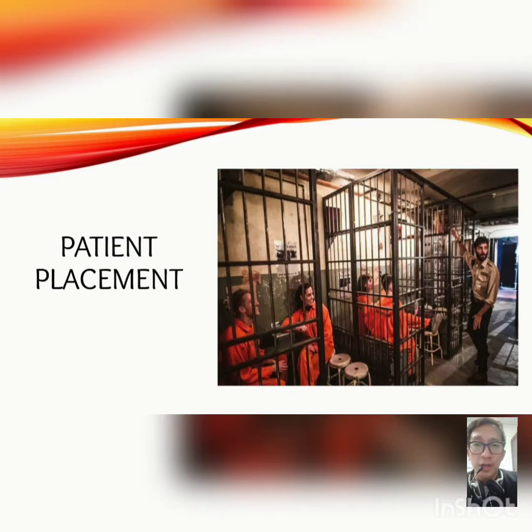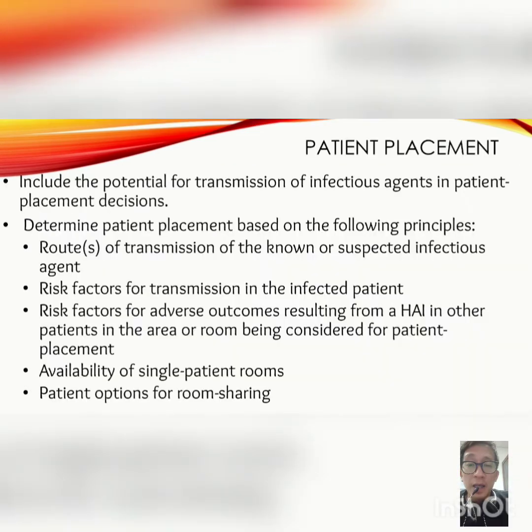The fourth component of our standard precaution is patient placement. In deciding where to place our patient, it is very important to include the potential for transmission of certain infectious agents. So we need to place patients who pose a risk for transmission to others, like those with uncontained secretions, excretions or wound drainage, and infants with suspected viral respiratory or gastrointestinal infections, in a single patient room when available.